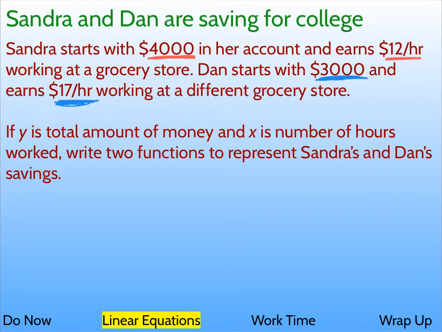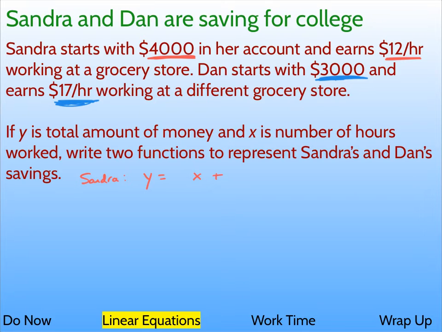So, with this question, we're looking at if y is the total amount of money and x is the number of hours worked, we need two functions. We need a Sandra function and a Dan function. So, the Sandra function we'll put in red, because I highlighted everything in red up there. Now, with this, it's going to be y equals something x plus something. So y equals mx plus b.